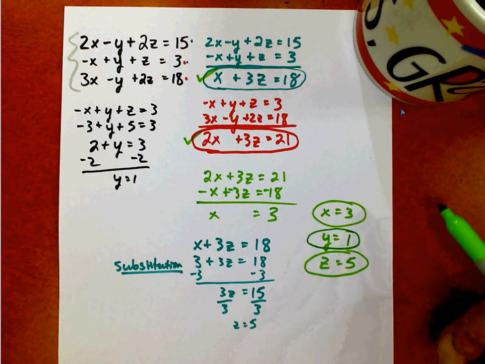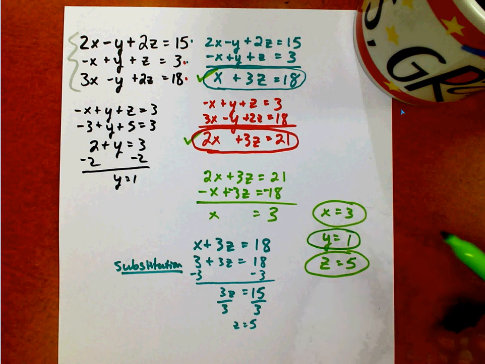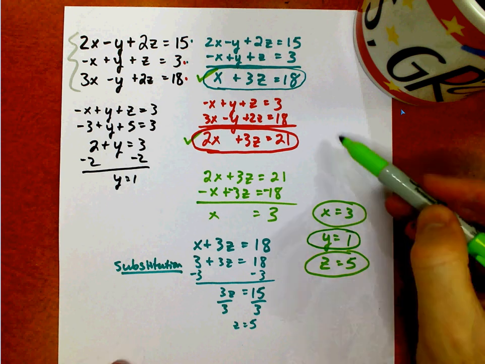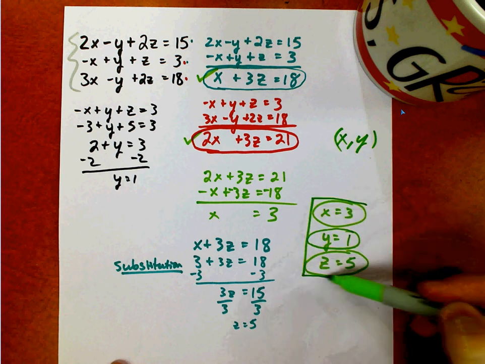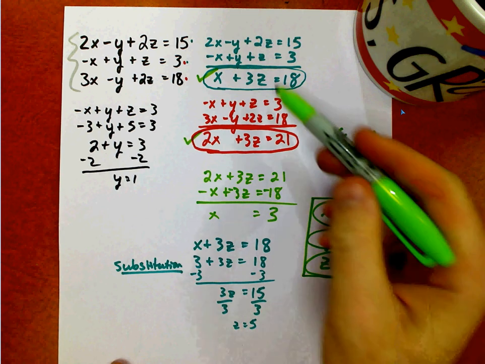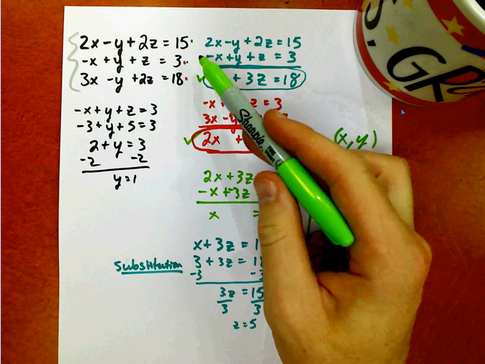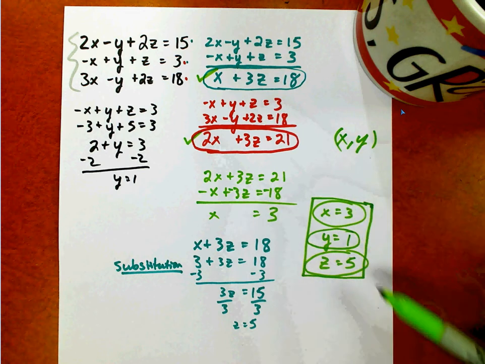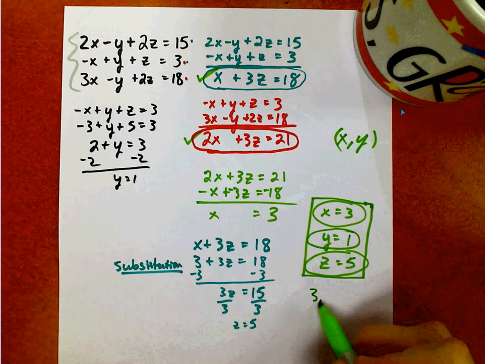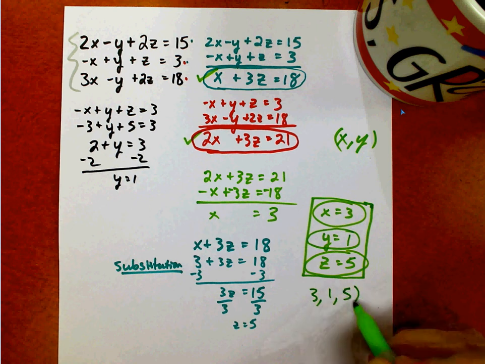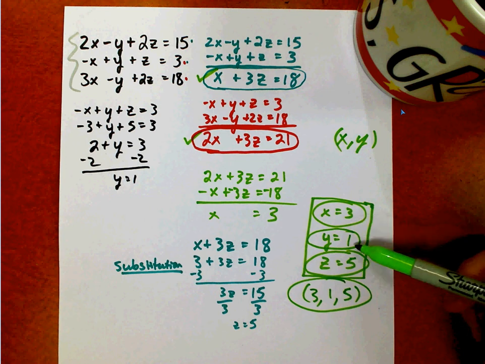If you recall, when we talked about system of equations in 2 variables, our answer could be represented as an ordered pair, an xy ordered pair. In a system of equations with 3 variables, where you have 3 unknowns and 3 equations, you can represent your answer as an ordered triplet. 3, 1, 5 indicates x is 3, y is 1, and z is 5.